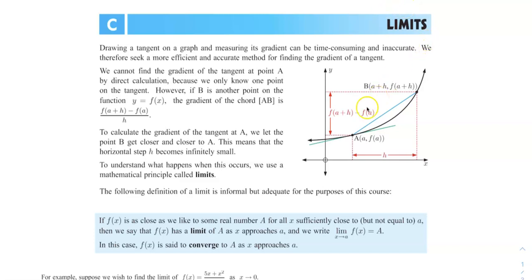Limits. Now let me show how we're going to find the instantaneous rate of change of a function at a point without having to draw the tangent line like we had to do last lesson, right? Because that's going to get cumbersome if we have very big graphs. So we're going to use limits.